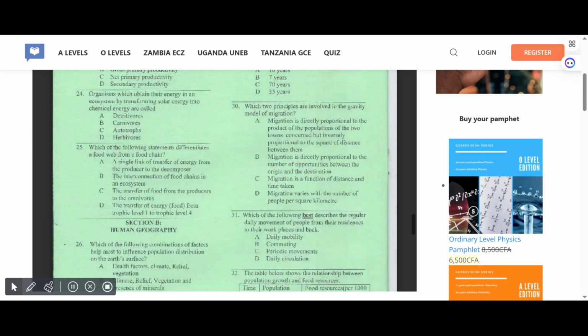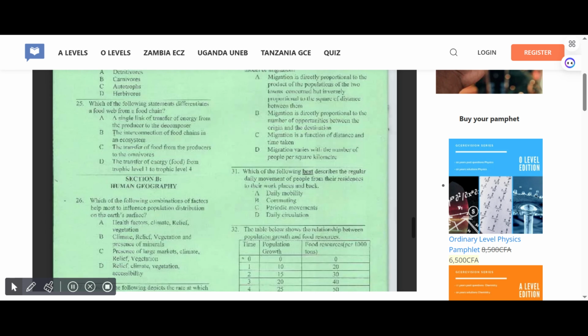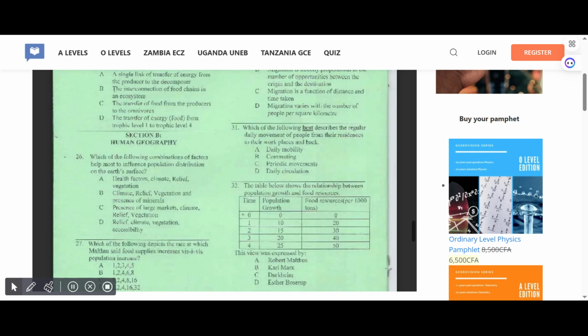Which two principles are involved in the gravity model of migration? Correct answer is D. Migration varies with the number of people per square kilometer. Which of the following best describes the regular daily movement of people from their residences to their workplaces and back? Correct answer for 31 is D, daily circulation.